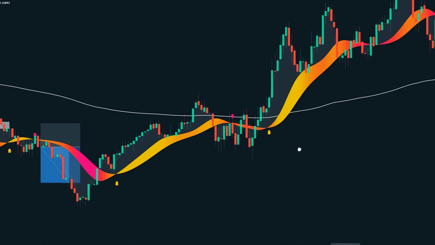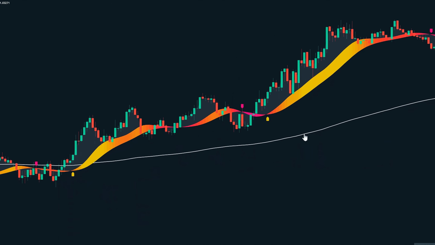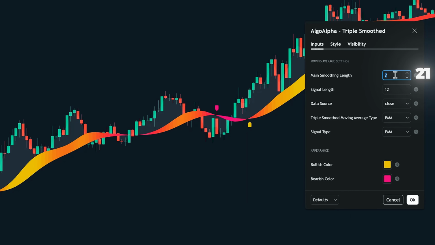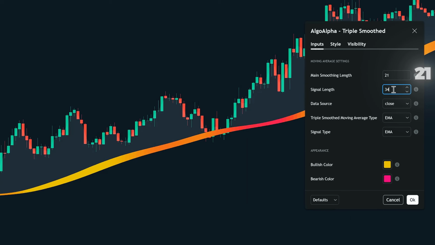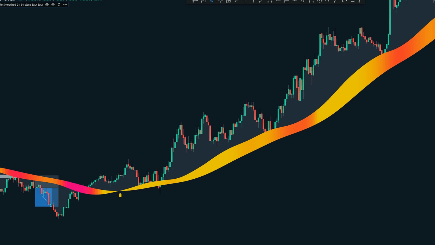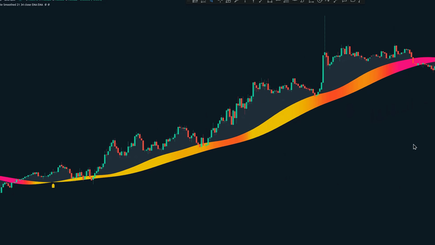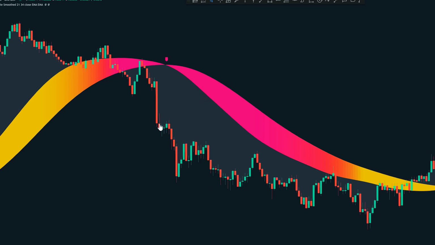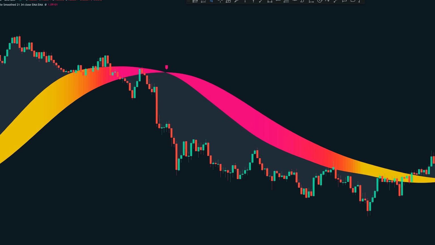Another way to use this indicator is to identify longer-term trends by adjusting the smoothing lengths to higher numbers. For example, you could change the main moving average length to 21 and increase the signal length accordingly. With these higher settings, the trend ribbon becomes less sensitive to minor price moves, allowing you to focus on the overall market direction. In this setup, whenever you see the price consistently trading above the trend ribbon, that indicates a more reliable bullish trend. If it's consistently trading below, that's a sign of a sustained bearish trend.